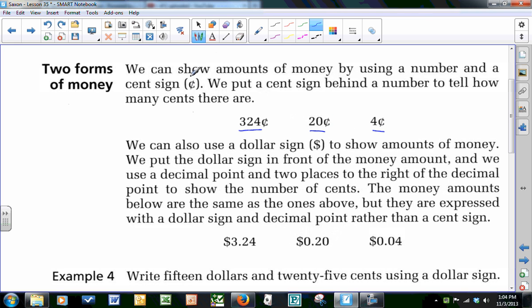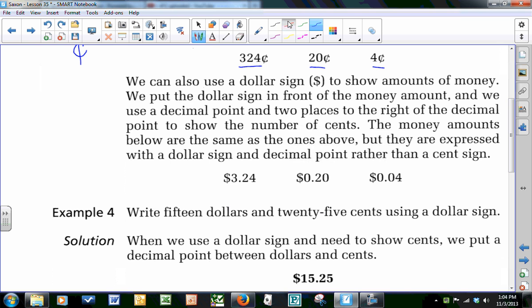So that's one way you can show money amounts with the cent sign. You just write the C and draw a straight line through it. Another way is to use a dollar sign. And there's the dollar sign right there.